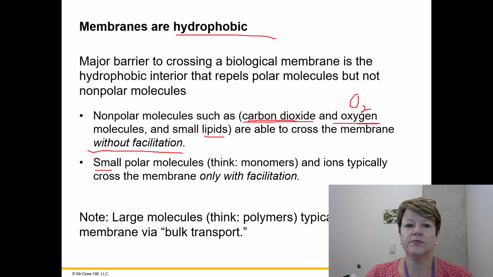Now, small polar molecules. What I want you to think about when we think about small polar molecules: the smallest one is going to be water. But also think about your monomers, like glucose, which is a decent-sized monomer, and an amino acid is a monomer. So some of those monomers, and then things that are smaller would be ions, because those are just charged atoms. Those can cross the membrane, but only with facilitation.